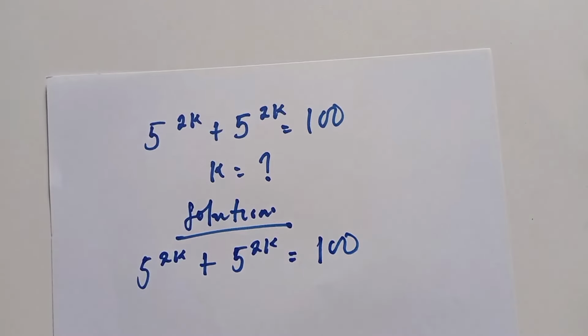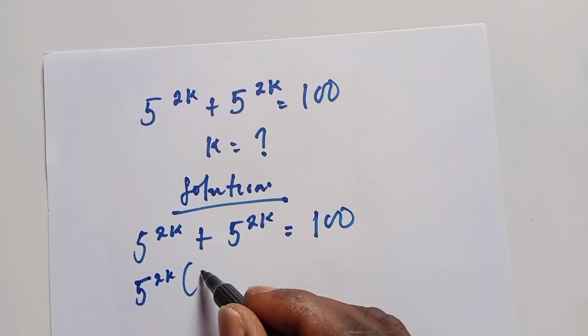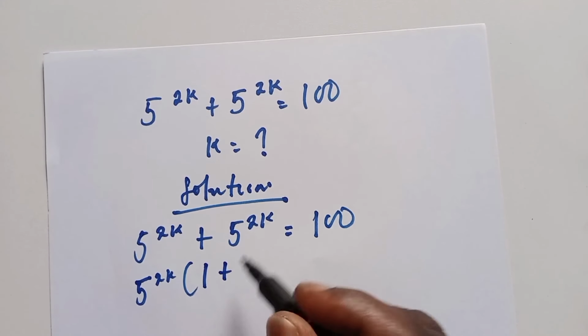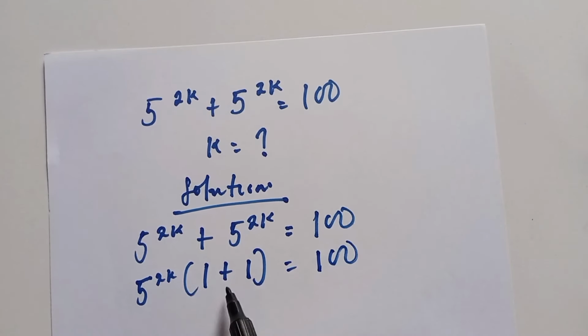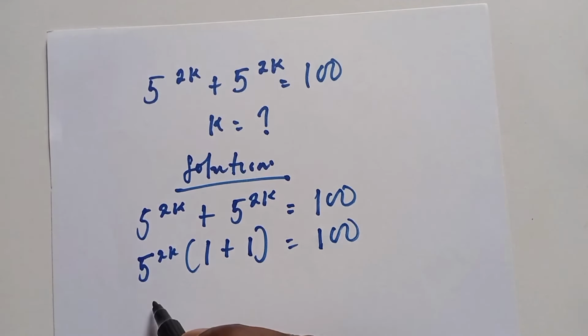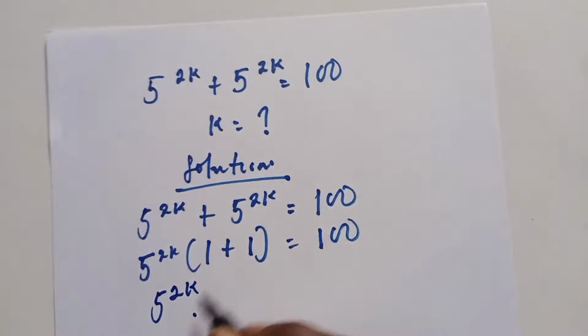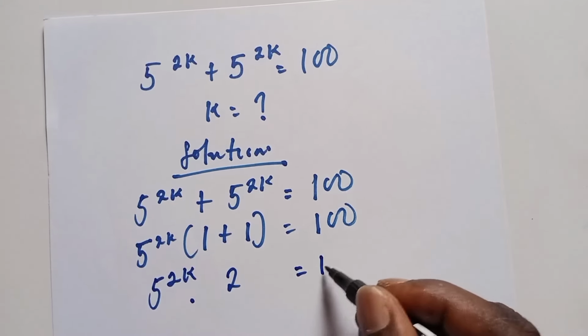Now looking at the left hand side, 5 raised to power 2k is appearing twice. So we can factor it out: 5 raised to power 2k times (1 plus 1) is equal to 100. If we expand this, we still get back our 5 raised to power 2k. Now we have 5 raised to power 2k times 1 plus 1, which is 2, is equal to 100.